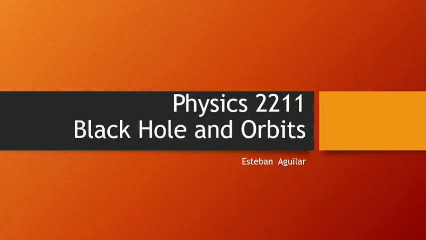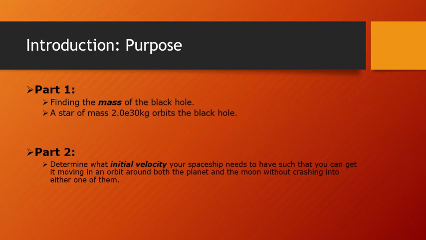Hello, this is my Physics 2211 Lab 3: Black Hole and Orbits. The purpose of part 1 of the lab is to find the mass of a black hole, knowing that the mass of a star orbiting it is 2 times 10 to the power of 30 kilograms. For part 2, we must find the initial velocity of a spaceship in the moon of a planet so it doesn't crash into either of them.